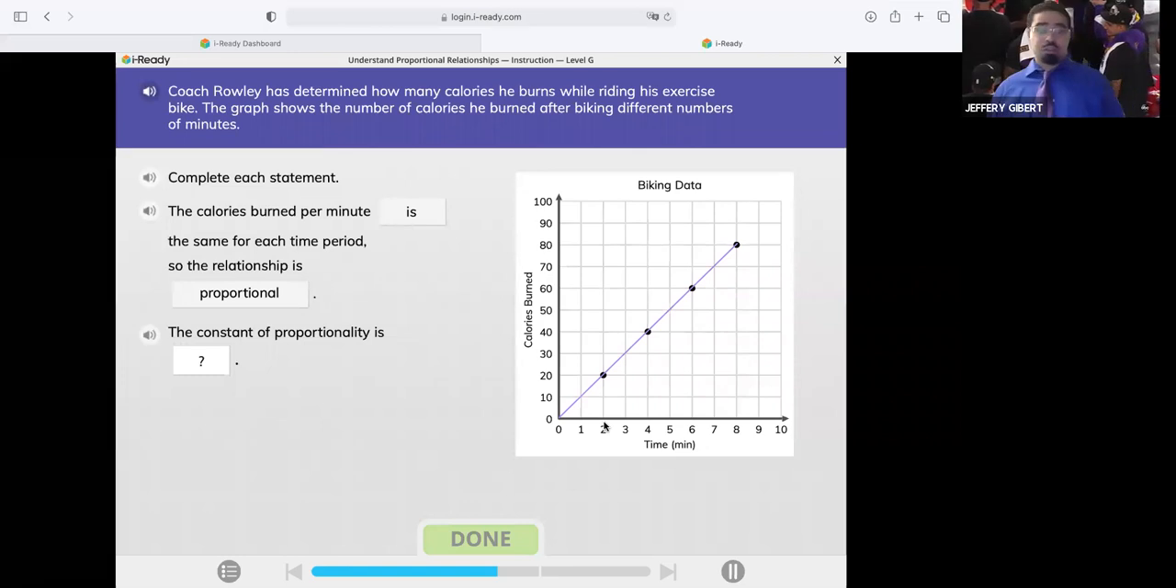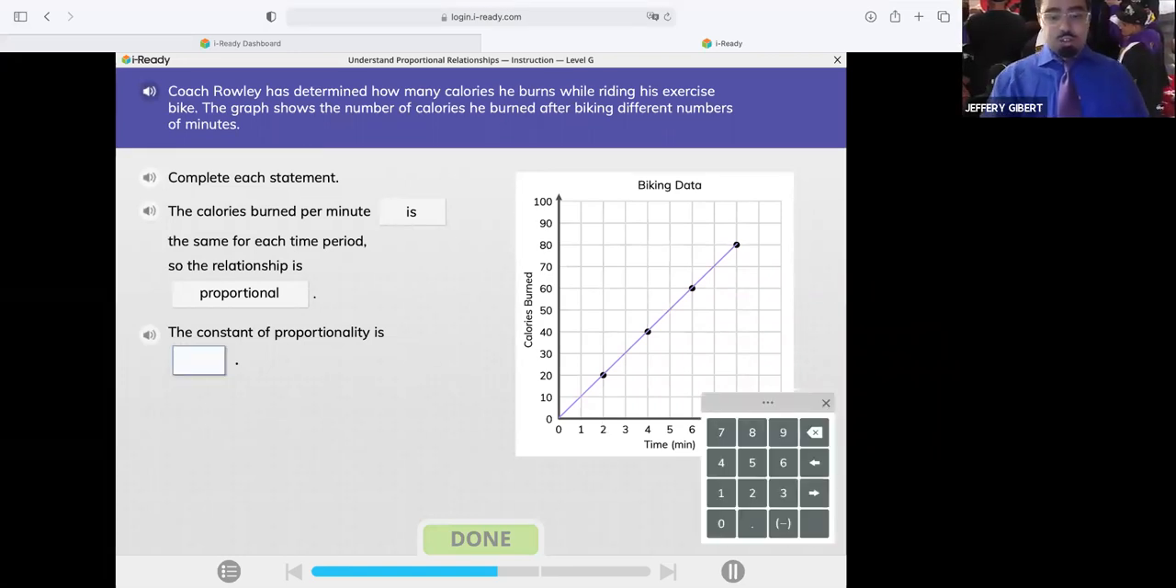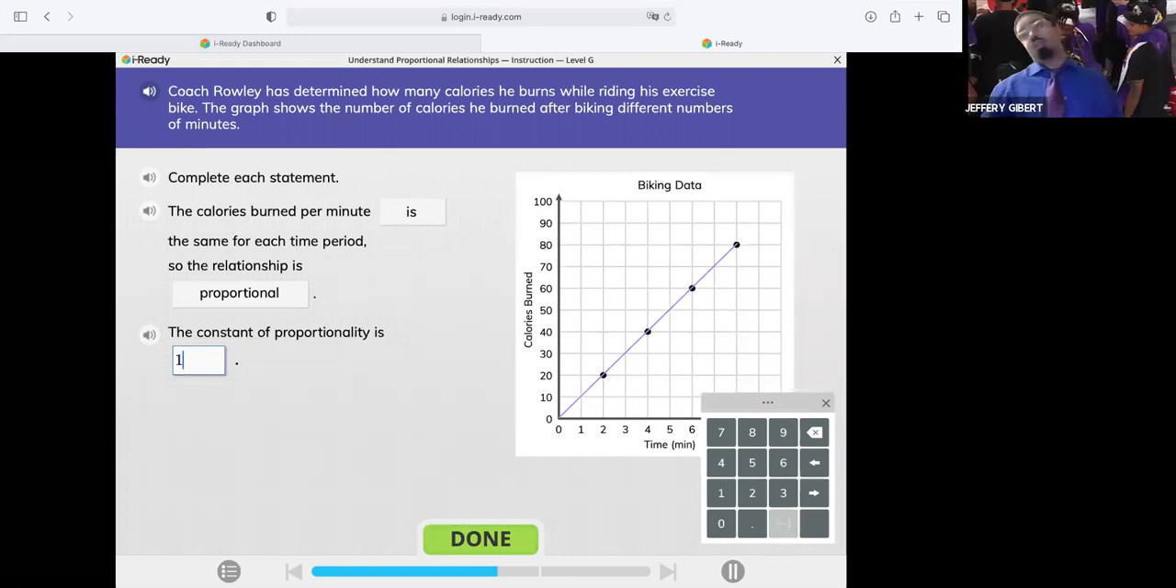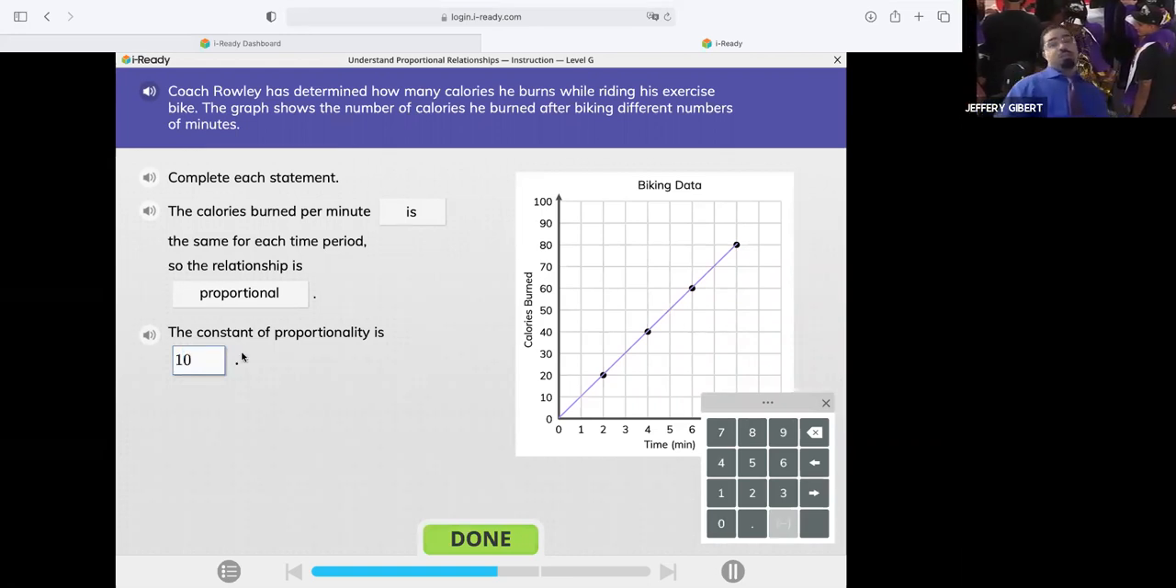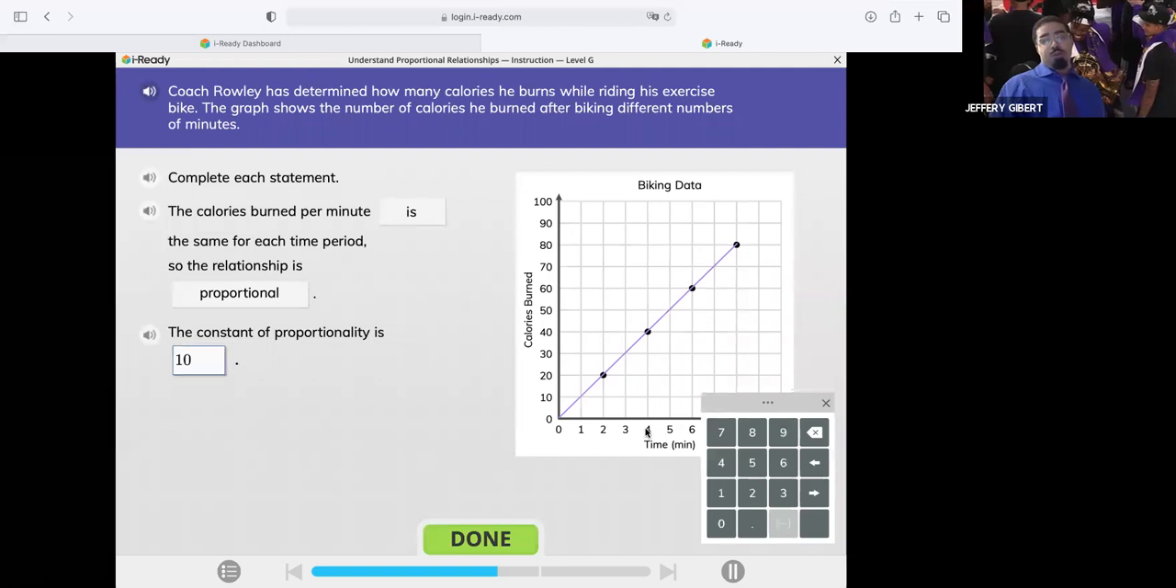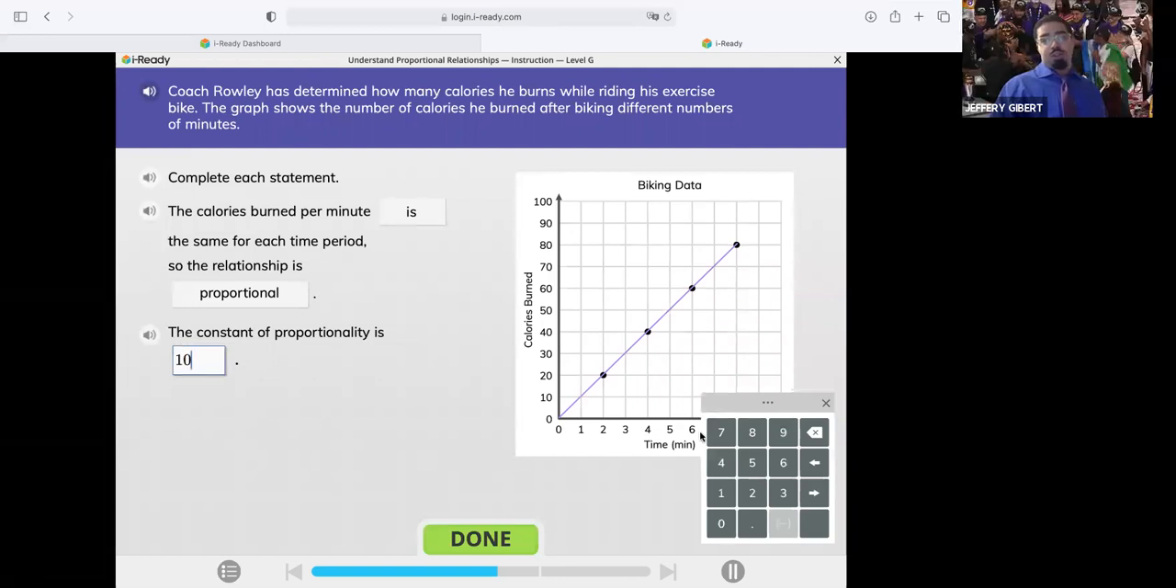So it's 10. I thought you said 0.10 at first, but you just said regular 10. So you were correct, I misheard you. Or you could do 40 divided by 4, 60 divided by 6, 80 divided by 8. They all give you 10.